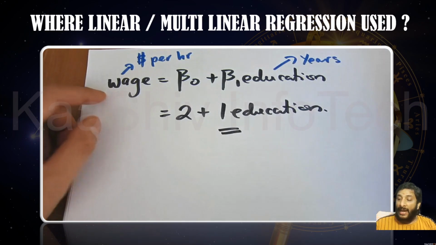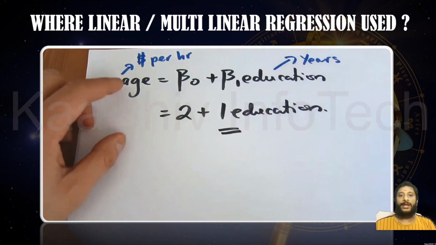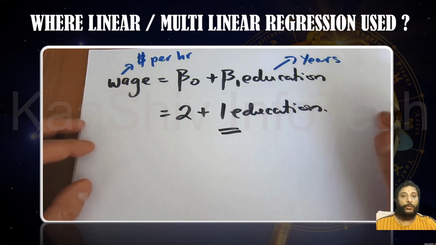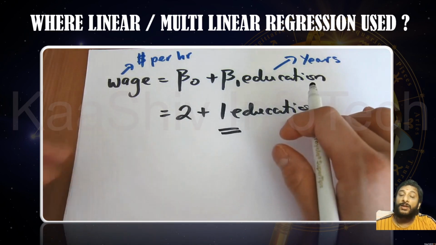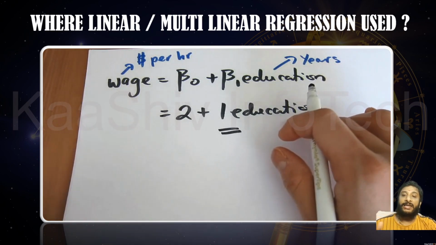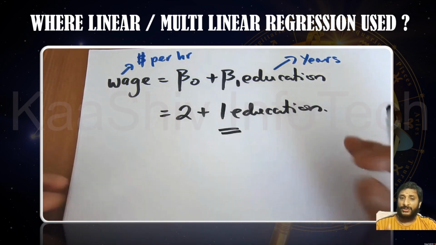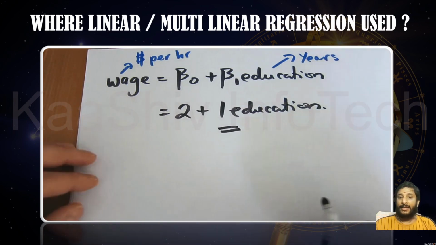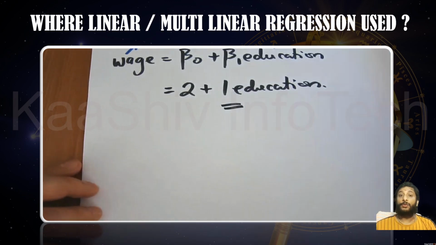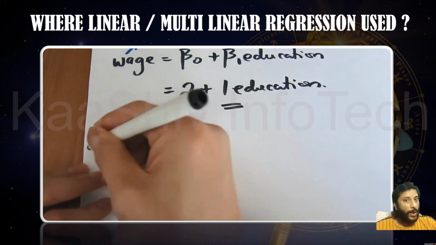Aligning with one field is called simple or single linear regression, and with multiple fields it is called multilinear regression. That is the difference. Over here I'm trying to align one field: provide the education value and you are able to identify the wage.